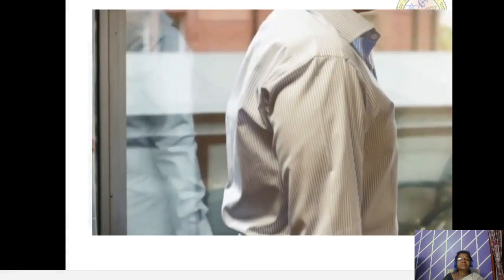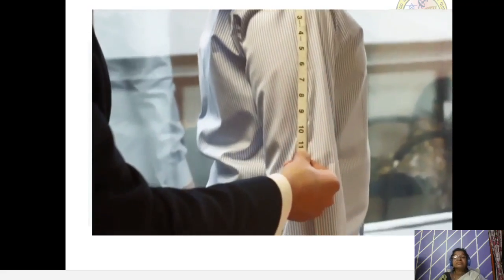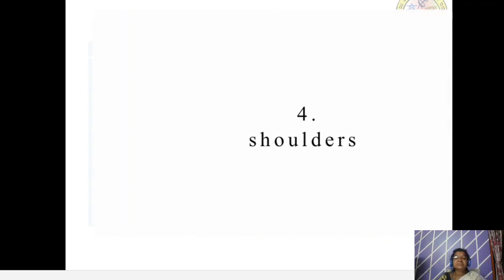The third measurement is the sleeve measurement, which we measure from the crown to the cuff. The crown is from your shoulder bone all the way down the length of the sleeve to below the wrist. The fourth measurement is your shoulders.